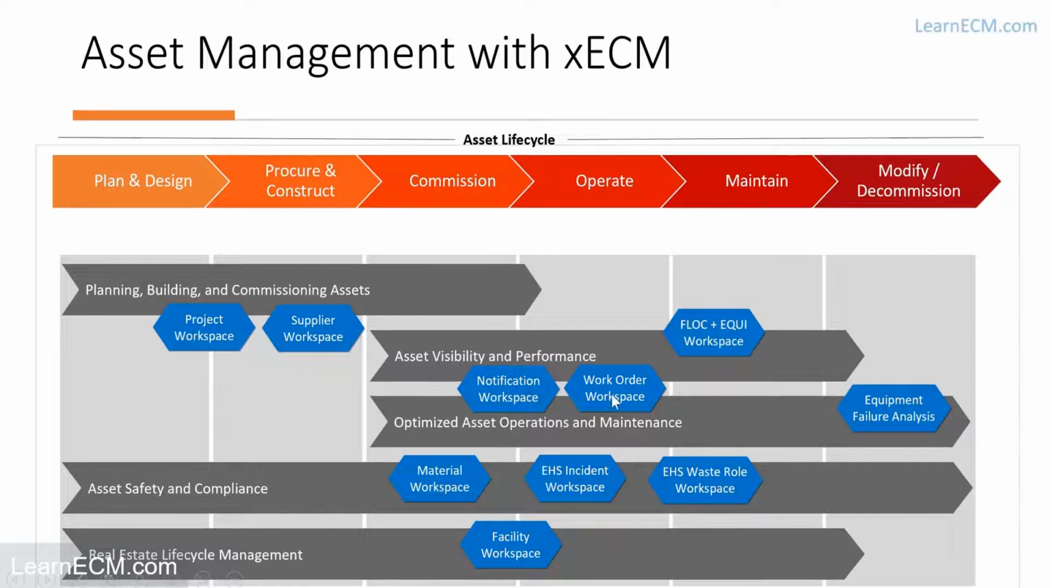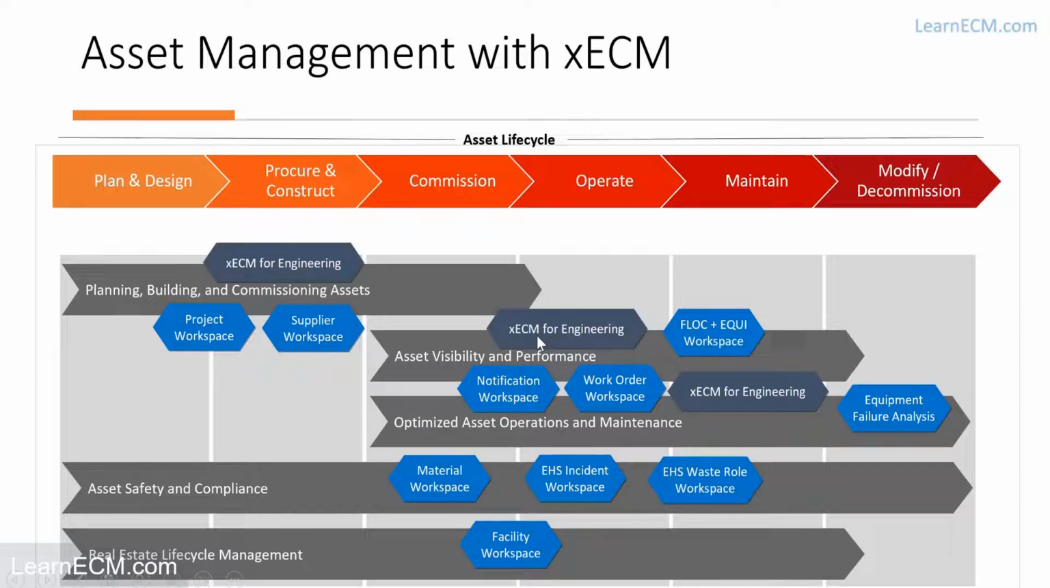Then we have notification workspaces, order workspaces, functional location and equipment workspaces. These are the different workspaces available for managing the documents related to that particular phase. And we can then reuse these workspaces in our engineering solution as well. So here, Extended ECM for engineering sits on top of this to help us manage the entire life cycle of this asset.